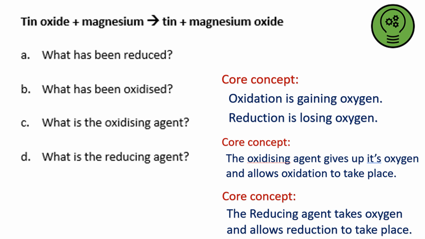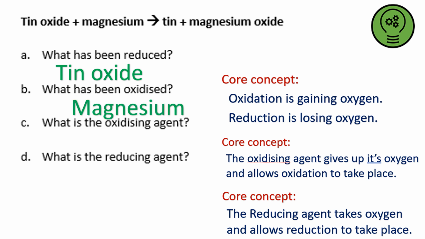Okay, let's look at this reaction. We've got tin oxide plus magnesium, and it's a displacement reaction making tin plus magnesium oxide. So what has been reduced? Well, reduction is losing oxygen. So what has lost oxygen? That would be the tin oxide. What has been oxidized? Well, oxidation is gaining oxygen, so that would be the magnesium.